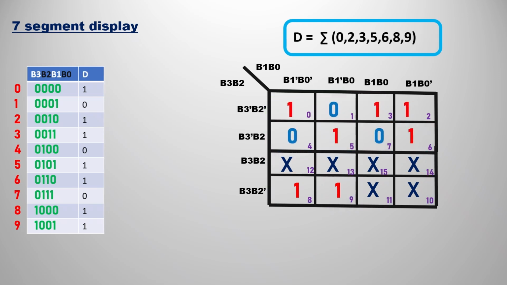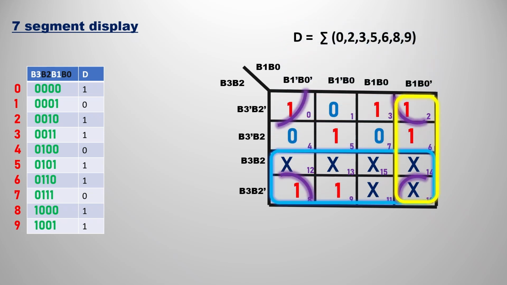The next expression is for D. For D, from the truth table we have the positions 0, 2, 3, 5, 6, 8, 9. According to that, I am filling the K-map. After filling the K-map, the remaining things, 0 up to 9, and after 9 everything should be filled with don't cares.